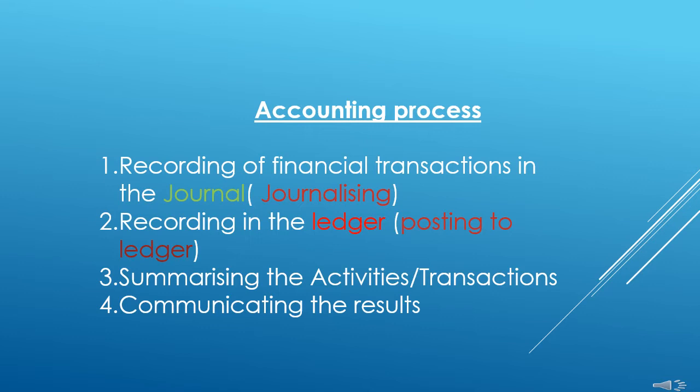After writing in the journal, we have to group the transactions. Similar transactions will go to each account, that is recording in the ledger or posting to the ledger. So first we record the transactions in the journal, and from the journal, transactions of a similar nature will be posted to the ledger, where each account holds transactions of similar nature.